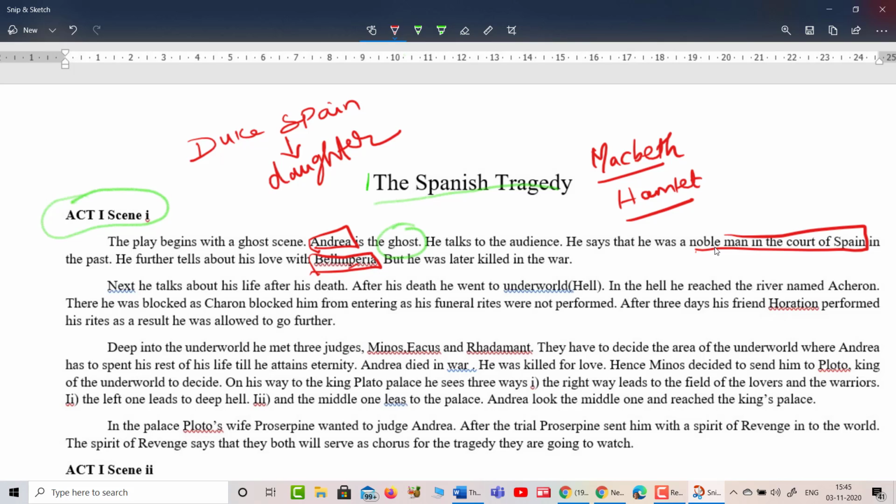In the war, Andrea was killed, murdered, and there is a reason because he was in love with Bel-imperia, daughter of the Duke of Spain. Okay. Now, after the death, the spirit of Andrea goes to the underworld. Okay, underworld is the hell or some other thing. He goes to the underworld and he reaches the river named Acheron.